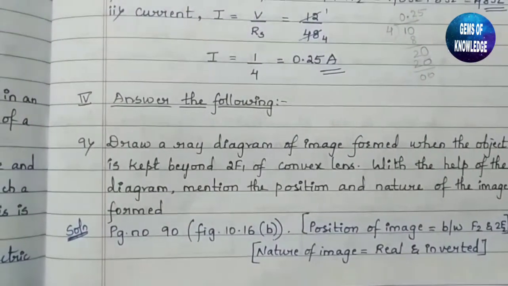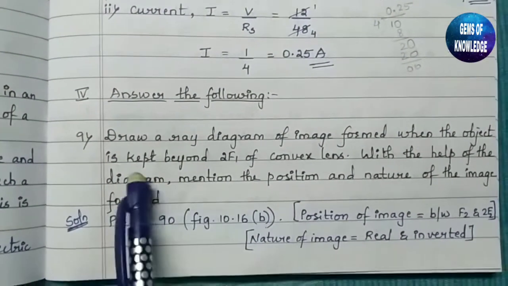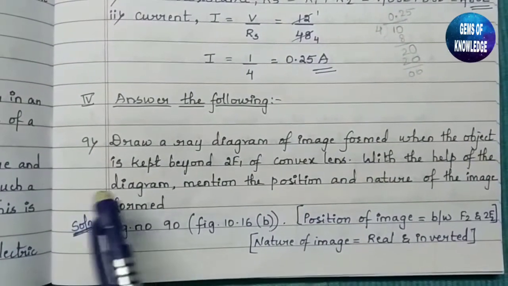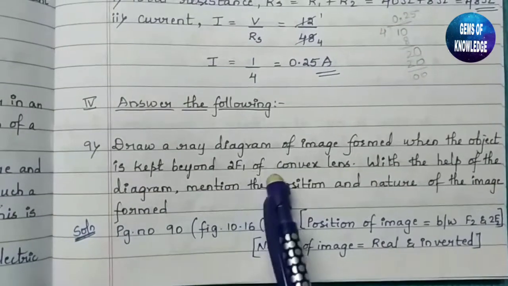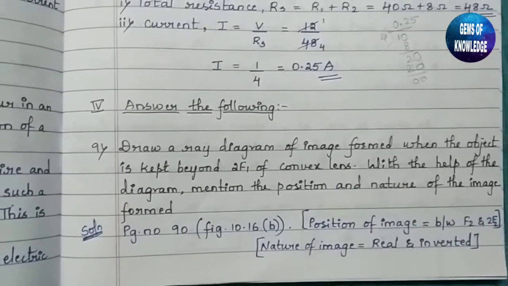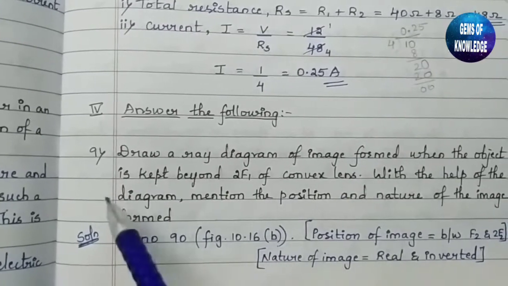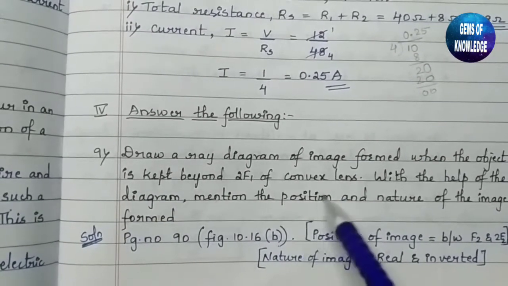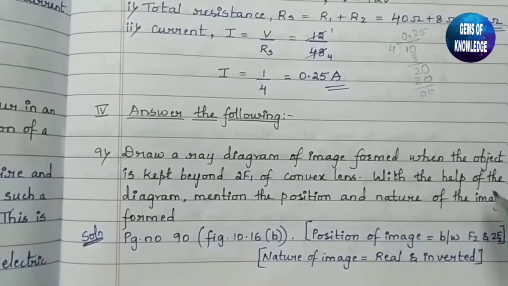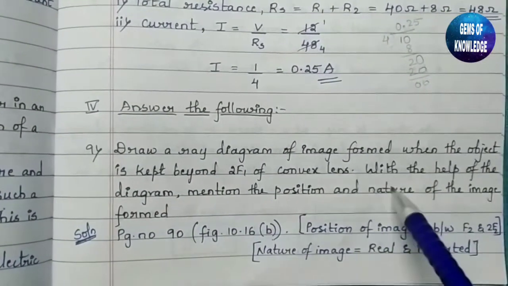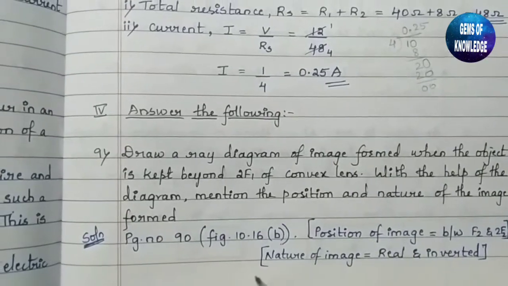Then moving to the 9th question, the question is given as, draw a ray diagram of the image formed when the object is kept beyond 2F1 of a convex lens. So here you need to draw a convex lens diagram. With the help of the diagram you need to mention two things here, that is the position and nature of the image formed. So what is the position of the image formed and what is the nature of the image formed, you need to write here.